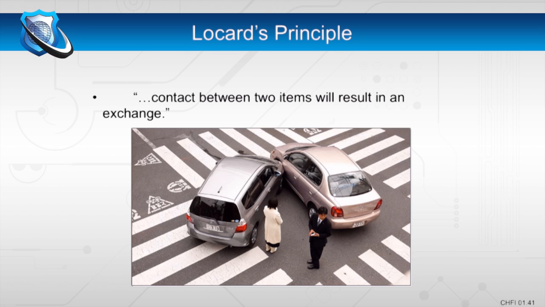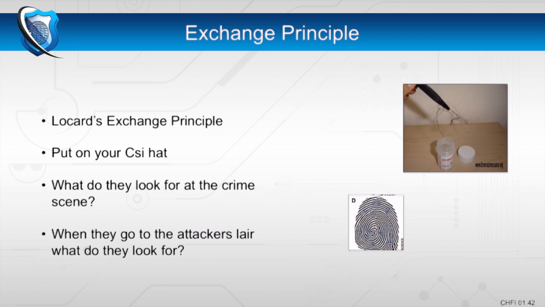You go, oh, Dean, that's awfully silly. Well, let's talk about where Locard's principle happens all the time. So you put on your CSI hat and you go, okay, what did the criminal leave at the crime scene? They're always dusting for fingerprints. Okay, that's what they left behind. That's evidence that they were there.